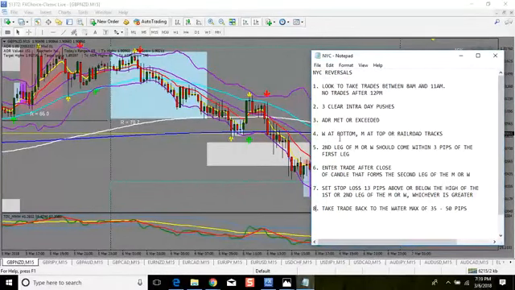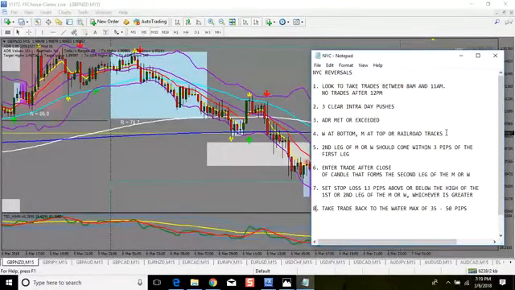Then you want to look for a W at the bottom, an M at the top, or railroad tracks. Now, I'm not telling you to trade every W and every M that you see. You'll get run over in the market. You're looking for these at specific places during the intraday move. Okay, so you're looking for a W at the bottom and M at the top. I'll show you that as well. The second leg of the M or the W should come within 3 pips of the first leg. I'll show you what I mean by that.